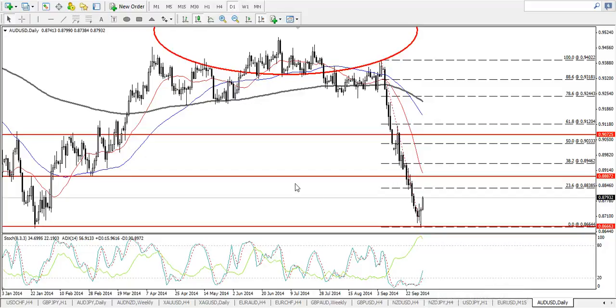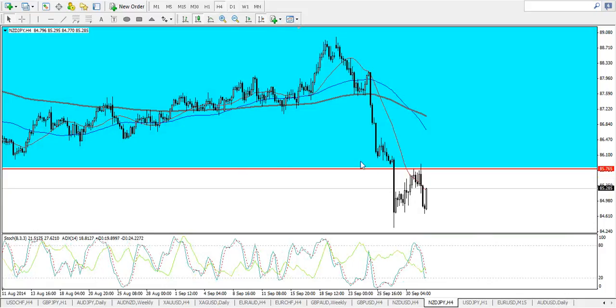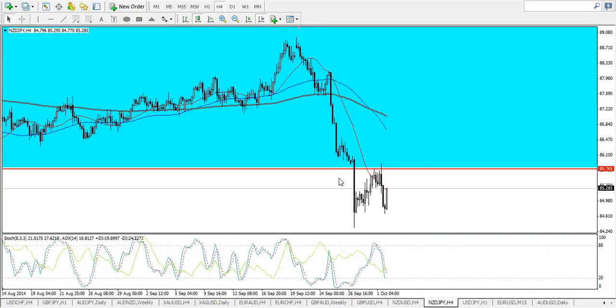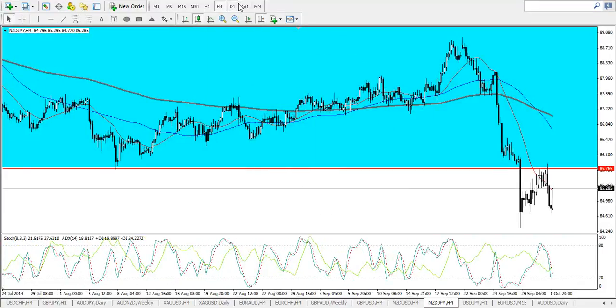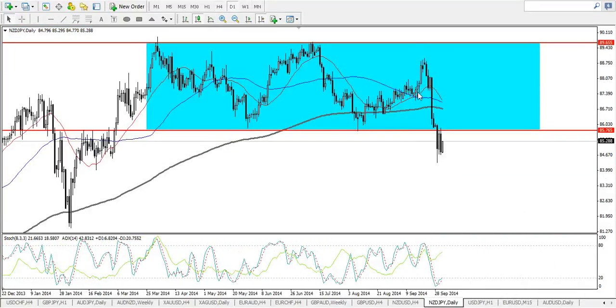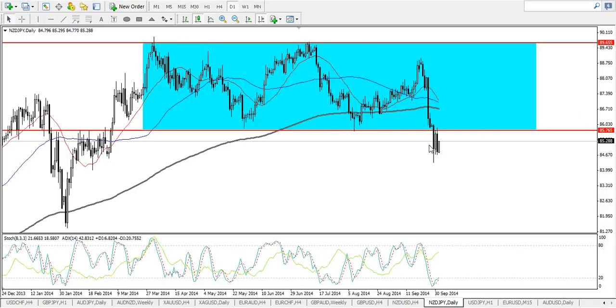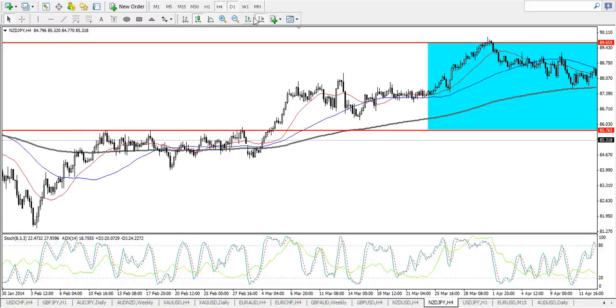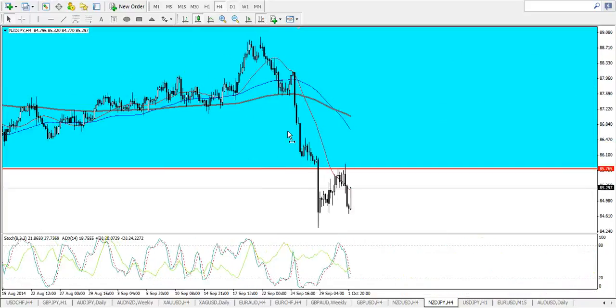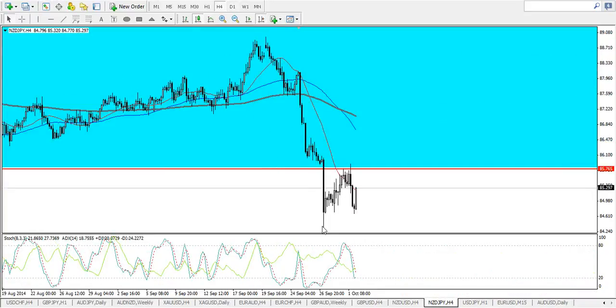Next move on will be the New Zealand dollar against the yen. Right, the Kiwi against the yen, previously, as I had mentioned, the price has broken below the range of 89.65 to 85.76. So zooming into the forward charts, when it breaks below, it came up, got resisted at the bottom of the range.